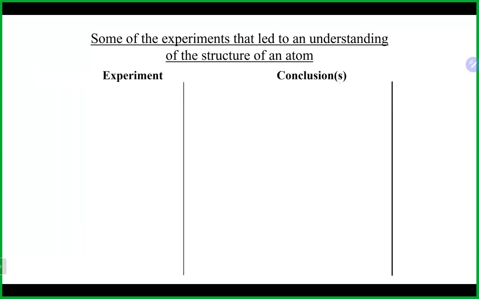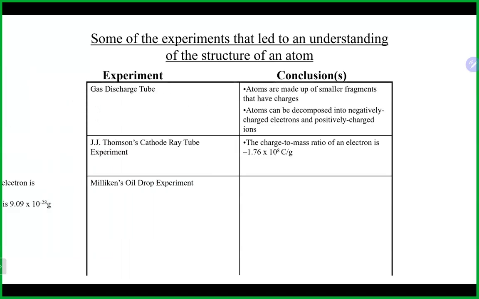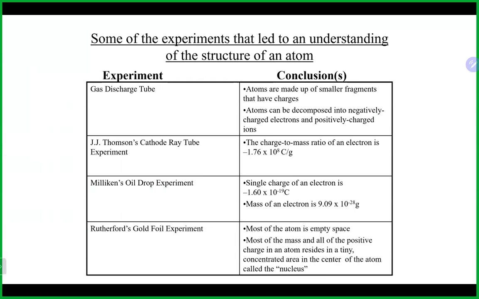All right, so here's a table of some of the experiments we talked about and the outcomes of those experiments. It covers all the stuff we just talked about, from Thomson and the cathode ray tube to Millikan to Rutherford. And obviously, earlier on we talked about Dalton's atomic theory, which you need to know as well.